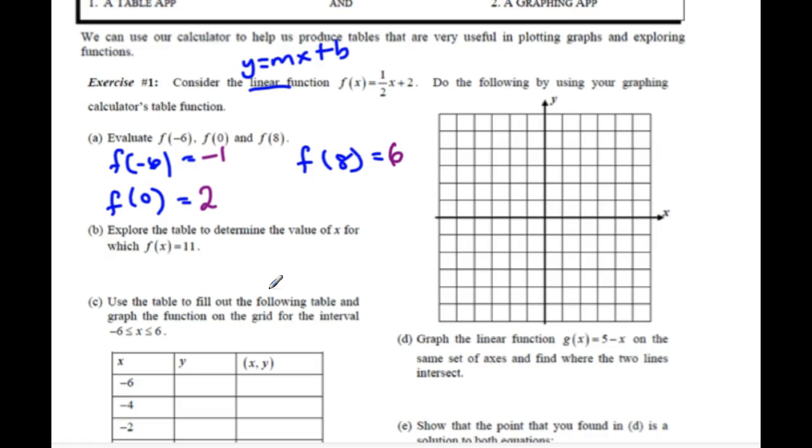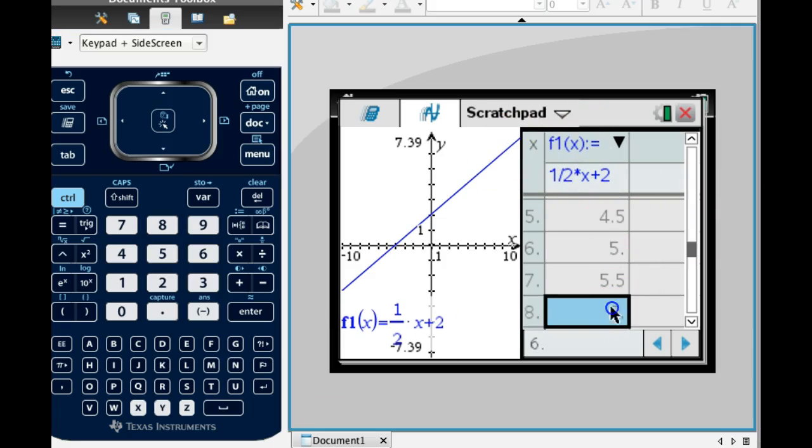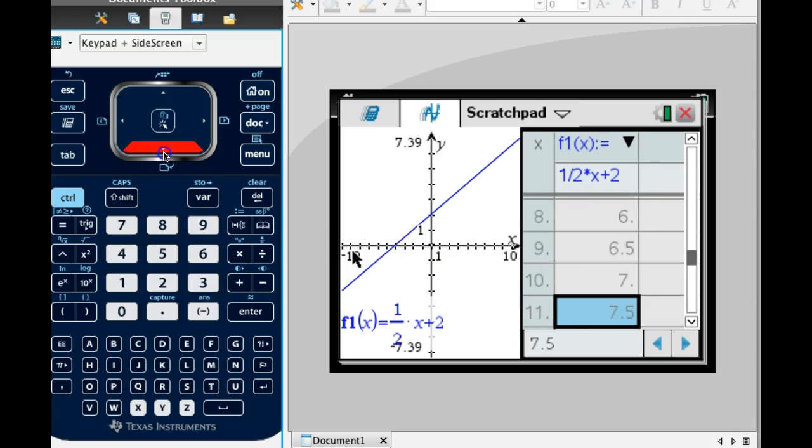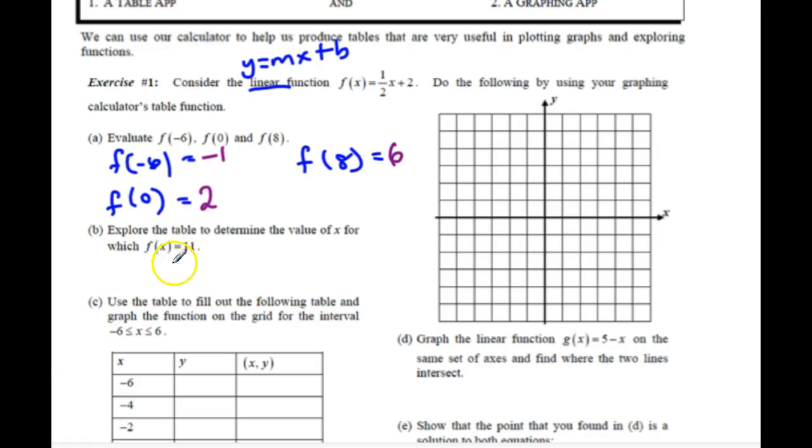Now, using this table, we can find a value of x for which f of x is 11. I'm going to look at this calculator table. I don't know what x is, but I know that the output, my y value, is going to be 11. If you notice, as I go up, it keeps going up. Notice here, it's 11. If I go to the left, I see that my x is 18. So this is saying that when x is 18, y is 11.